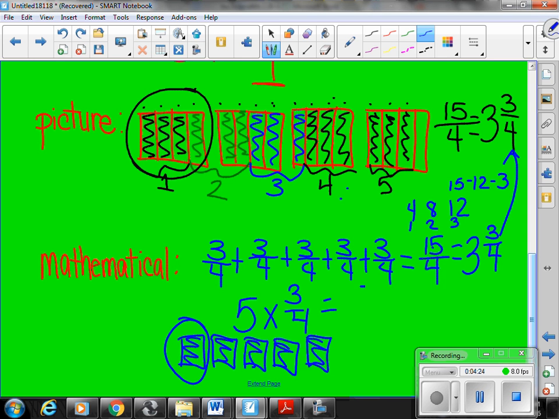So then I can write 5 over 1 times 3/4 and then multiply straight across. When we're multiplying, you do not need the same denominators. 5 times 3 is 15 and 1 times 4 is 4. Again, how many groups of 4 can you make out of 15? 3. What's left over? 3/4. And that is multiplying by a whole number.